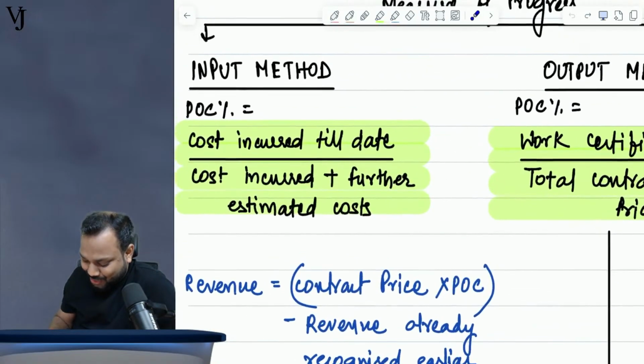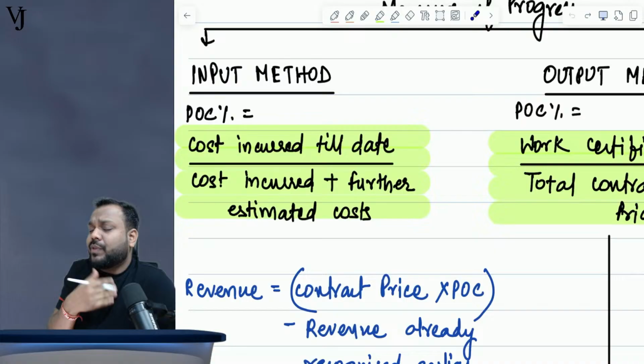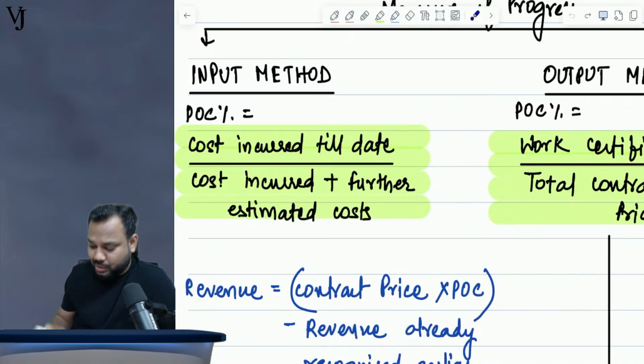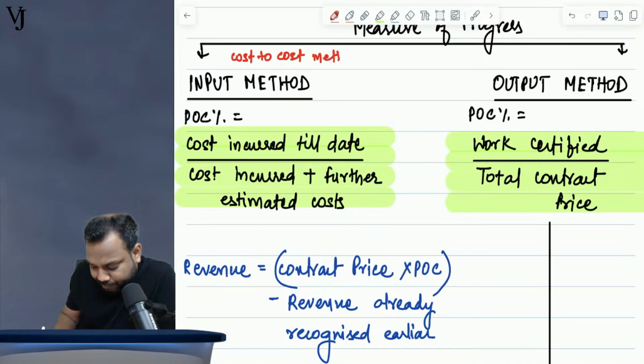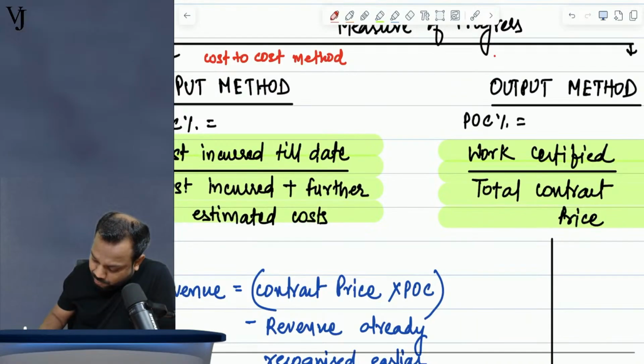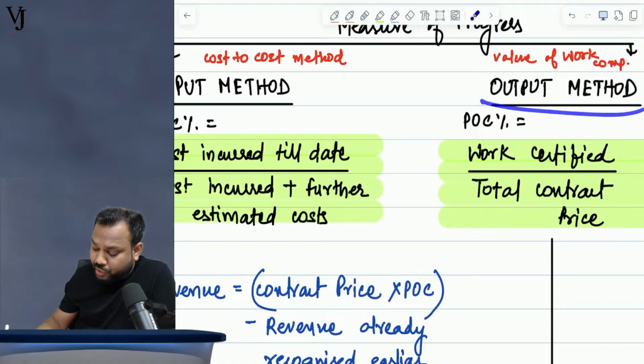For that, you need to understand: ideally the question will specify. If the question doesn't specify, it will give you a hint. If the question says cost to cost method, it means the input method. When the question says the measure of progress has to be done on the basis of value of work completed, or value of work certified, then the question means the output method.